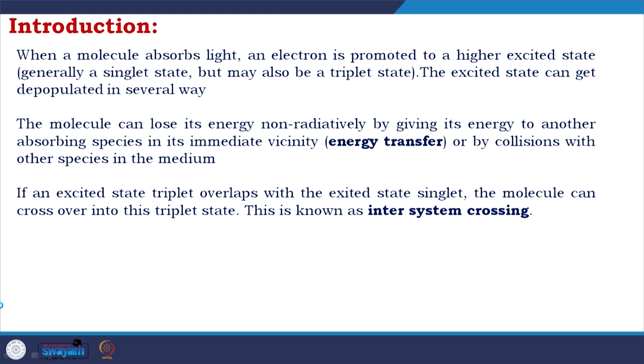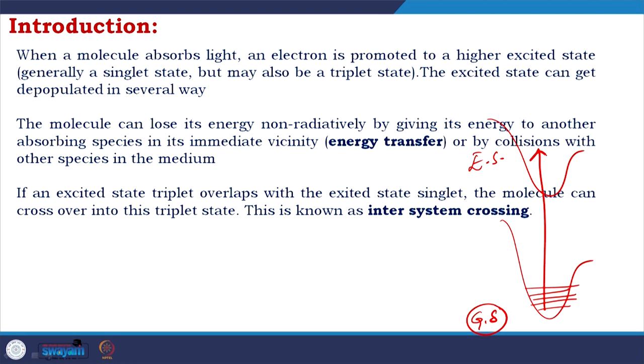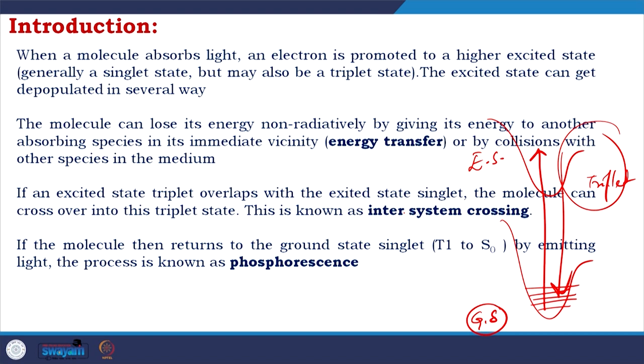So, what is happening? We have discussed that. There is a ground state with vibrational states, and then there is the excited state. An electron goes from here to here and then comes back. But it could go to a second state. This is singlet, and it is going to a triplet state; that is inter-system crossing. If the molecule then returns to the ground state singlet, so it goes from S0 to S1 and then to T1, then comes to S0, this phenomenon is called phosphorescence.